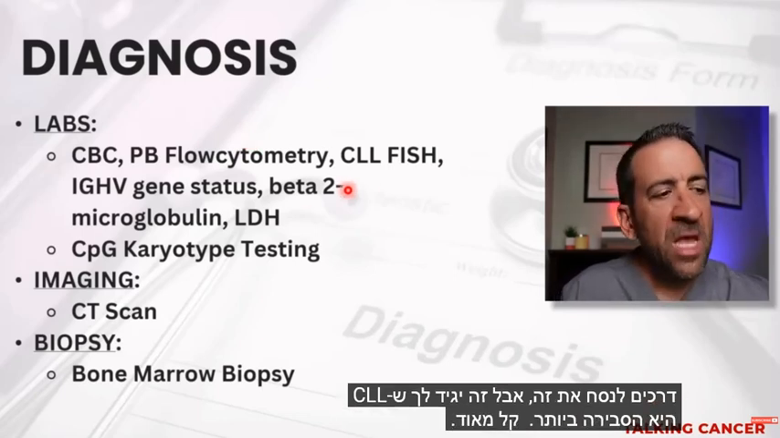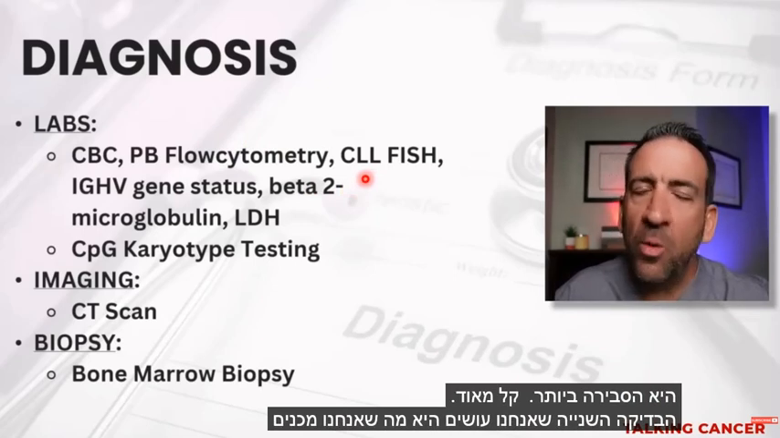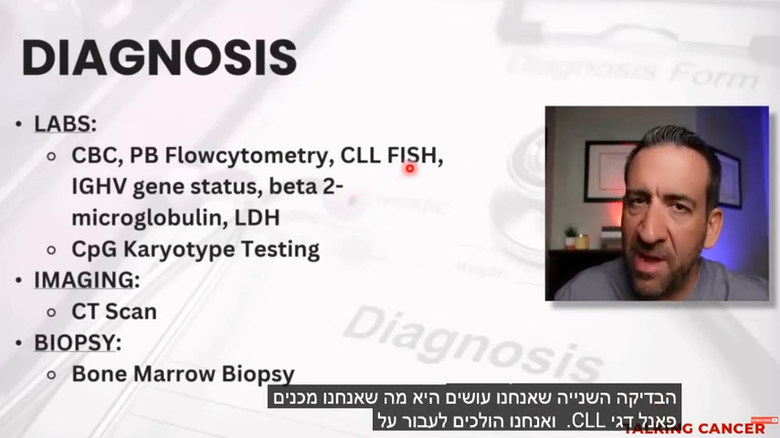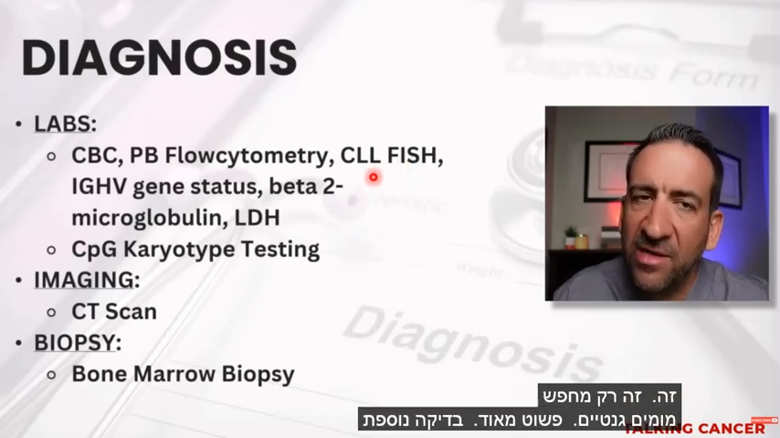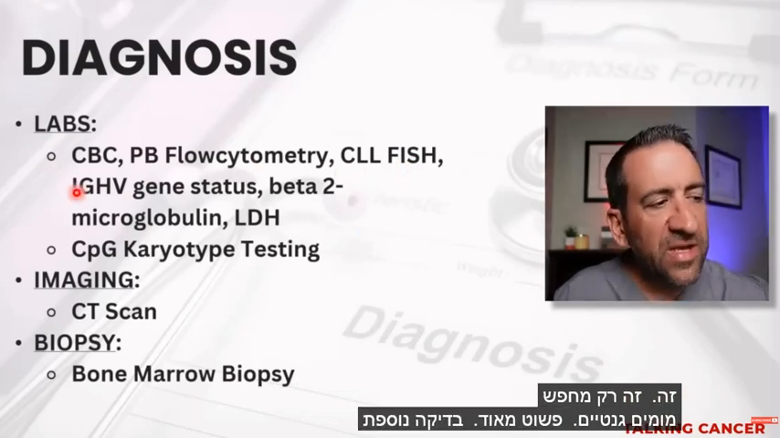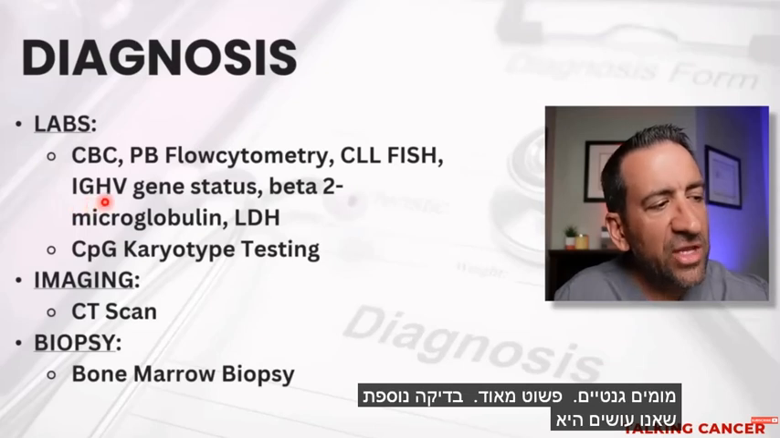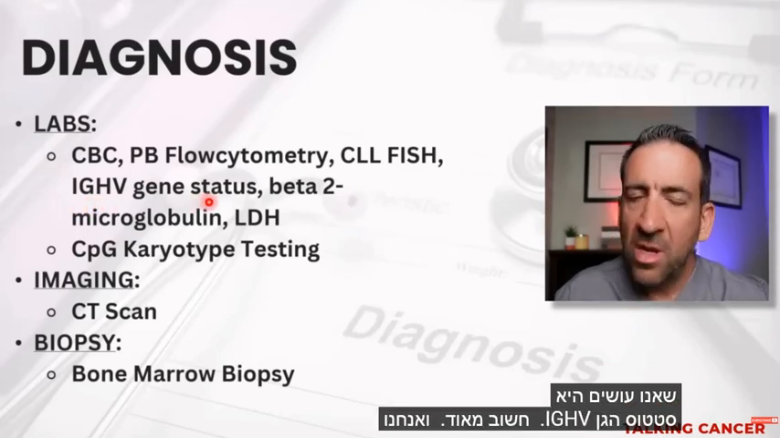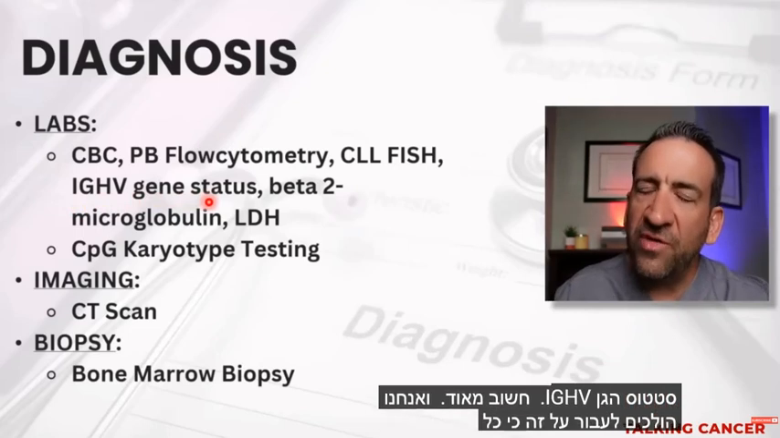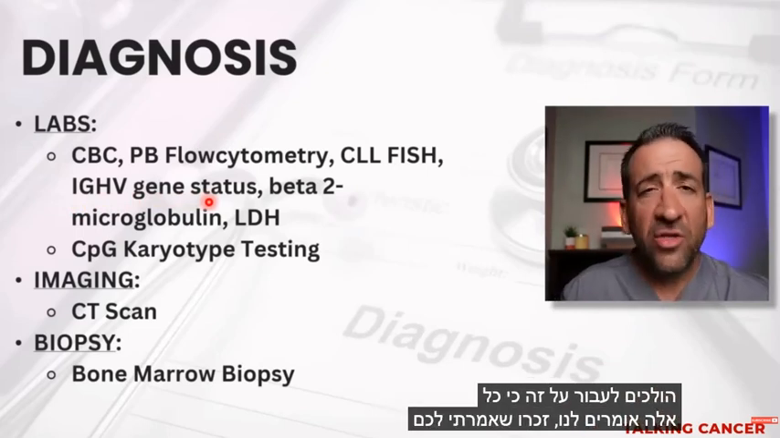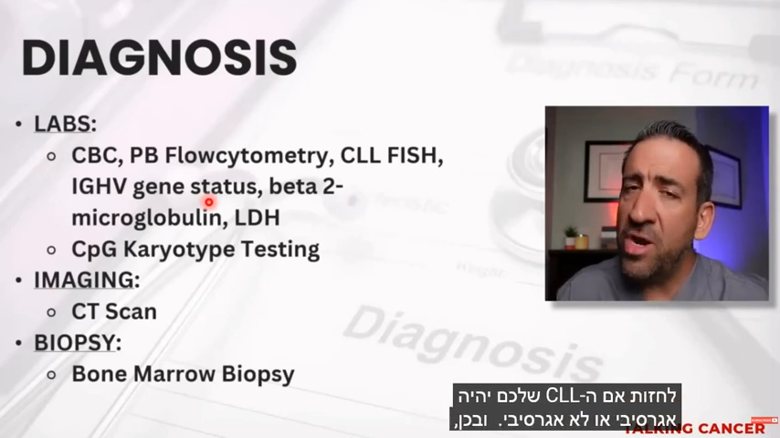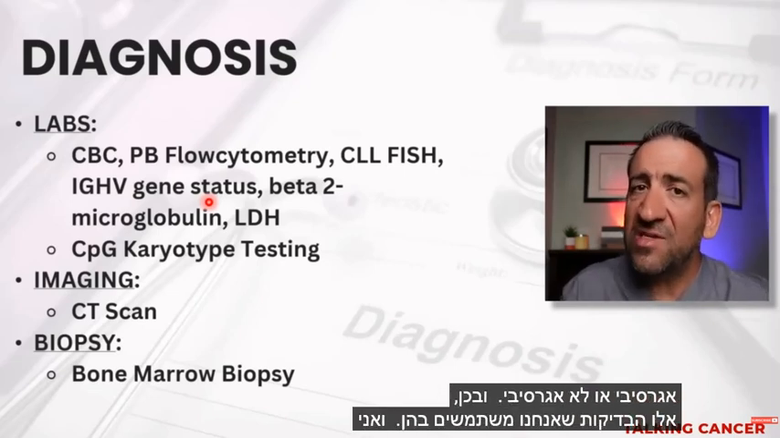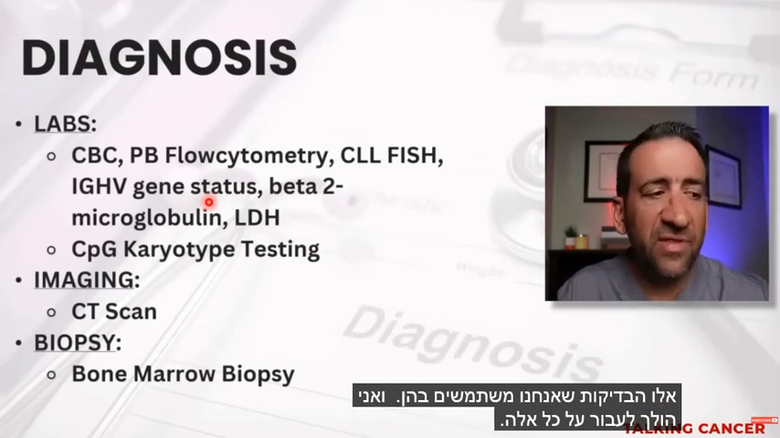Very easy. The other test that we do is what we call a CLL FISH panel, and we're going to go over this. This is just looking for genetic abnormalities, very simple. Another test we do is IGHV gene status. Very important, and we're going to go over this because all of these tell us, remember I told you, to predict if your CLL is going to be aggressive or non-aggressive. Well, these are the tests that we use, and I'm going to go over all of these.